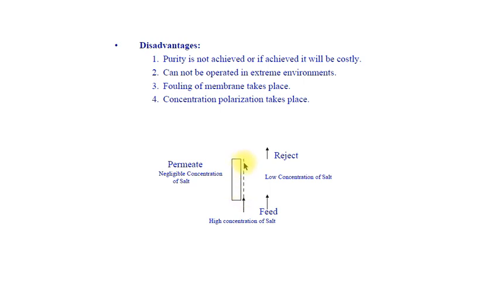That is called concentration polarization. Concentration of salt will be polarized at the surface of the membrane, because membranes are selective for the water only, so the salt will not deposit on the membrane. If it is deposited on the membrane, then it is called fouling. It is not called concentration polarization.